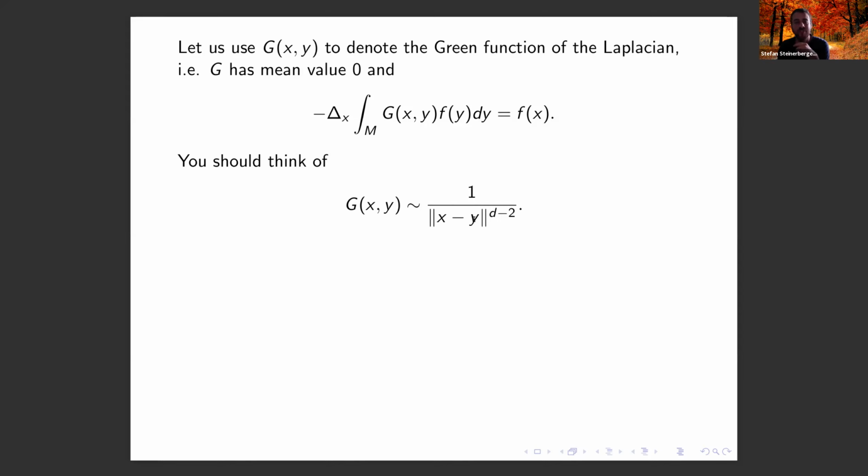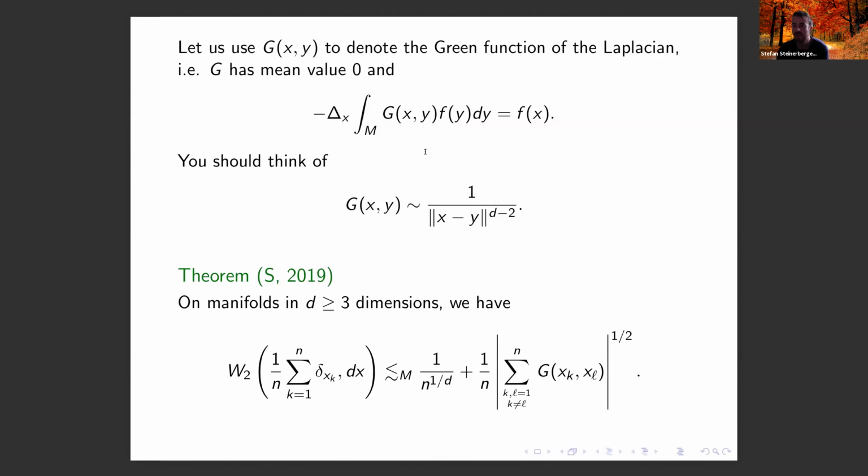And it's always defined up to a constant, so you can force it to have mean value 0. If you fix X and integrate over Y, you get a constant, and you just put that in the definitions, and that's good. There's an explicit formula for this on the sphere, and there's an explicit formula in Euclidean space. There it's just this. So it's not a horrendous object. It's essentially a Riesz energy.